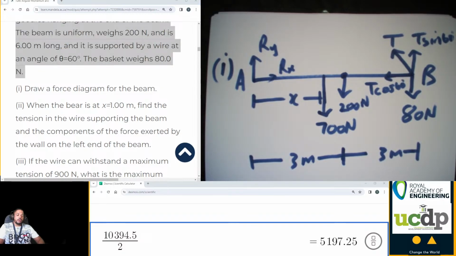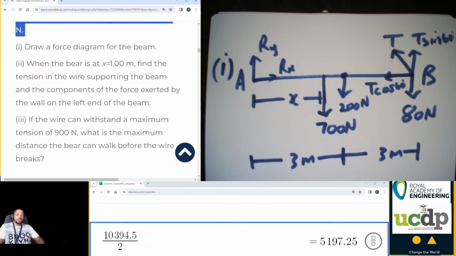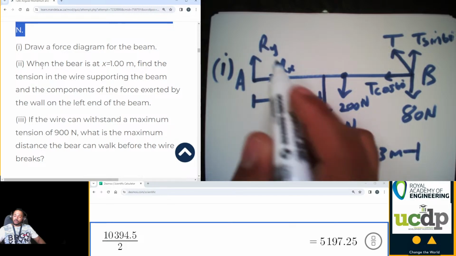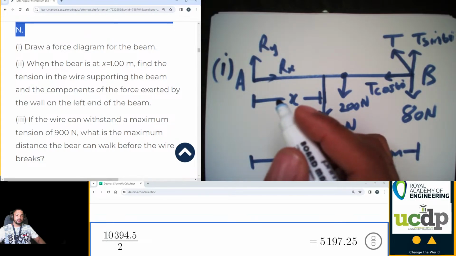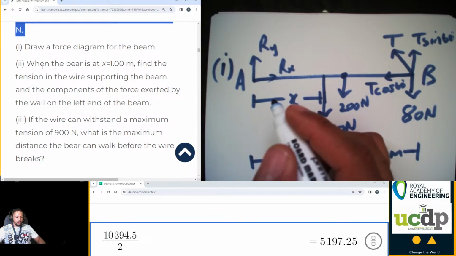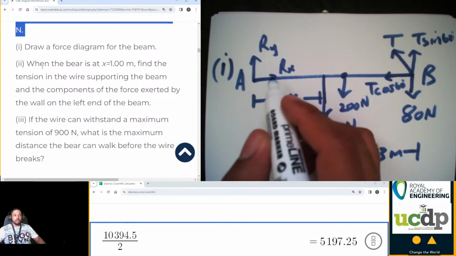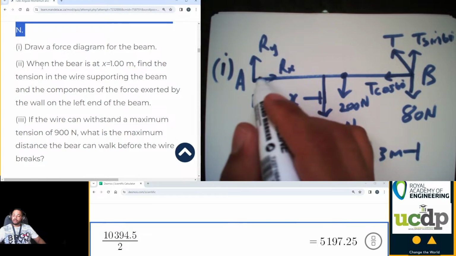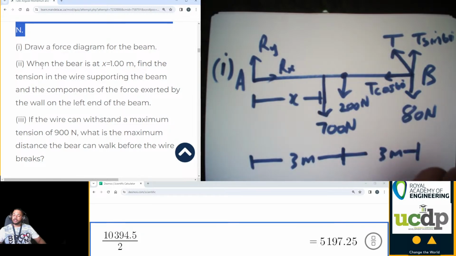Okay, now we have drawn the force diagram. They ask us, when the bear is at x equal to 1 meter, find the tension in the wire supporting the beam and the components of the force exerted by the wall on the left end of the beam. So these two forces, Ry and Rx, are the components of the forces on the beam by the wall.